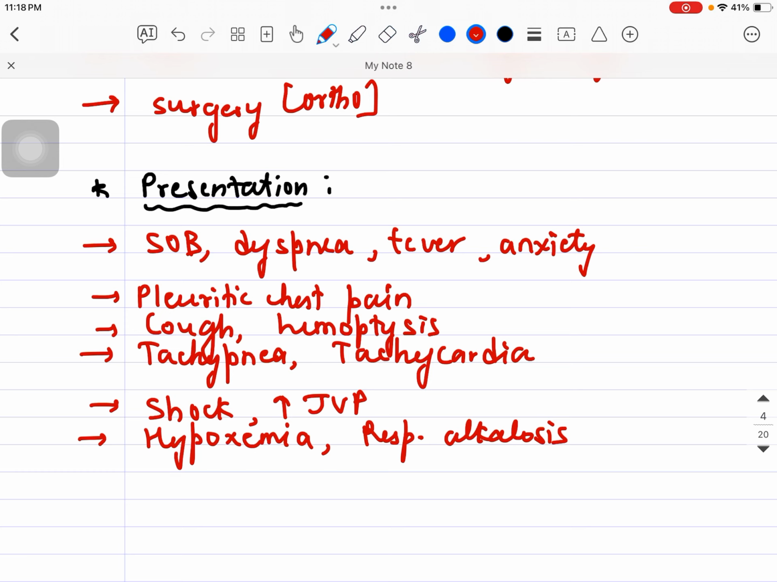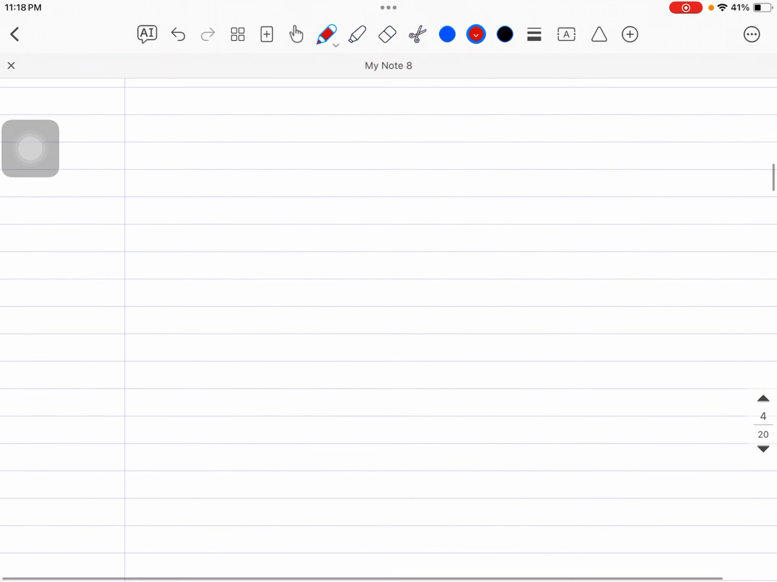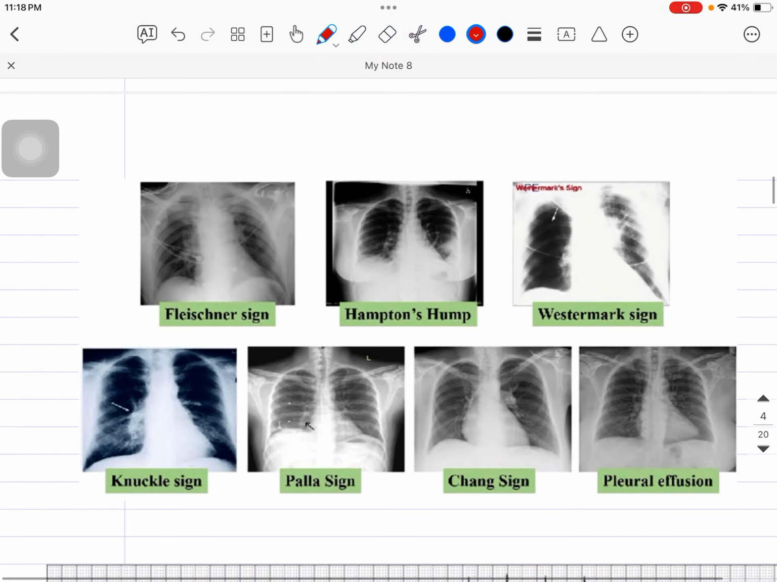What about the role of chest x-ray, guys? What about the role of chest x-ray and ECG and all these things? So chest x-ray and ECG don't make much sense, but usually you should go for it. Chest x-ray, if you are talking about, then generally we are talking about many kinds of signs over there.